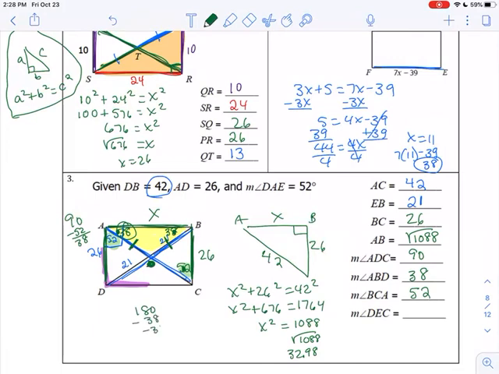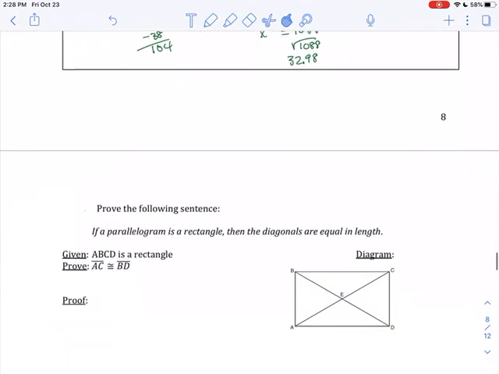So again, this is 38. I'm looking at the yellow triangle, 38 and 38. The angles of a triangle have to add up to 180. So 180 minus 38 gives me, what does that give me? 104. So this angle right here is 104, and they were asking me to find DEC, which is right there. These two angles are vertical angles. Vertical angles are congruent to each other.